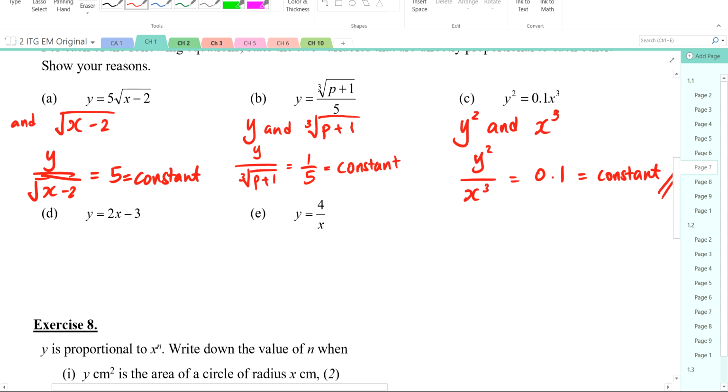Then let's take a look at part E. I leave part D to the last. Let's do part E first. The variables that are in direct proportion will be y and 1 over x. Why? Because when I take y divided by 1 over x, I get 4, which is a constant again.